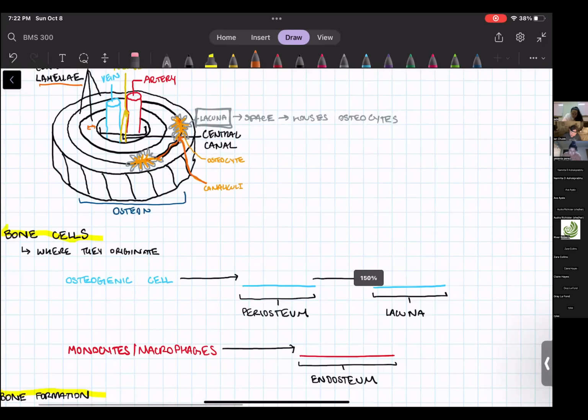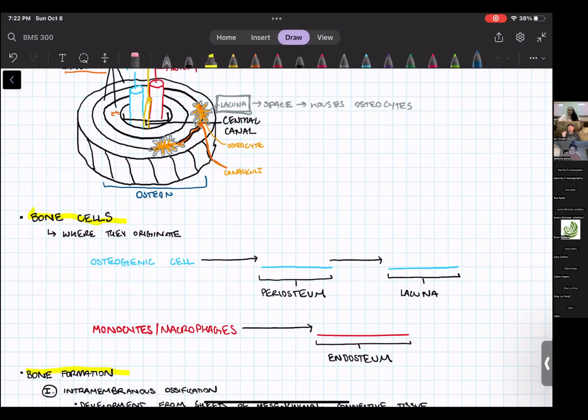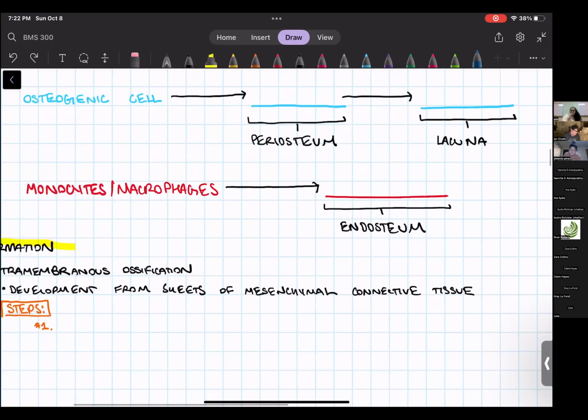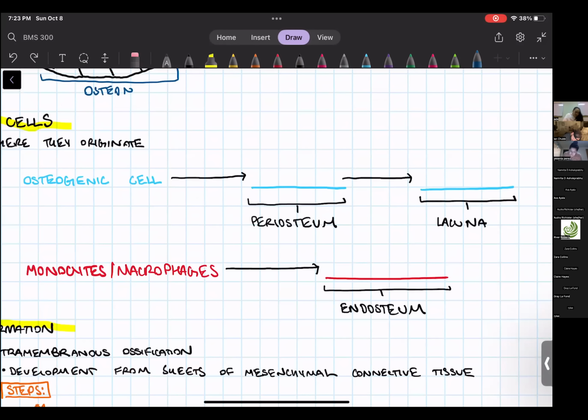I have 2 pathways here. So where they originate is the most important thing for me. So coming from osteogenic cells, or we could say osteogenic stem cells, meaning they can differentiate into different things. What is the cell type, and I wrote it here too, that lives in the periosteum? Is it the osteoblast? Yep. These are osteoblasts.